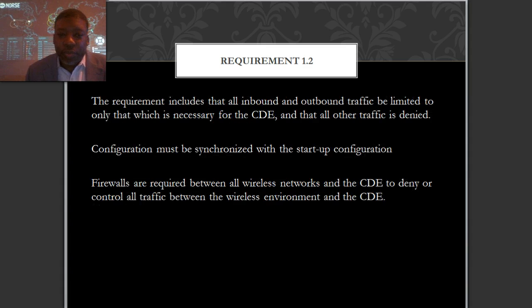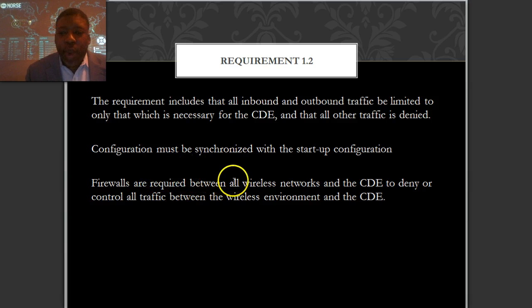Let's keep it moving. The requirement includes that all inbound and outbound traffic be limited to only that which is necessary for the CDE and that all other traffic is denied. So you want to make sure that whatever traffic is going through is appropriate and needed, not just everything, and it should be documented. Configuration must be synchronized with the startup configuration. This is important because, as systems start up and die down, you want to make sure that on startup the configurations are always being implemented. You want to make sure that always takes place.